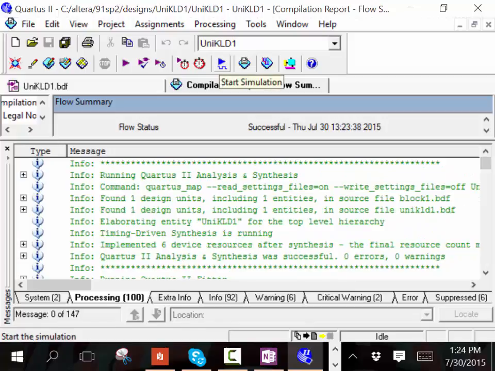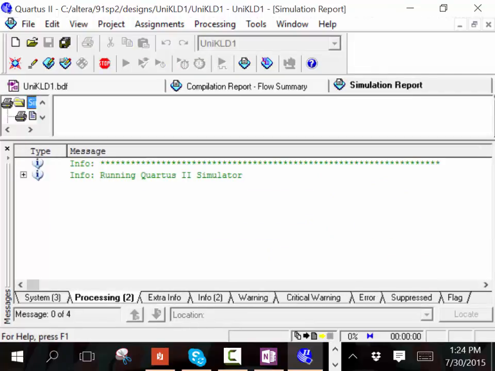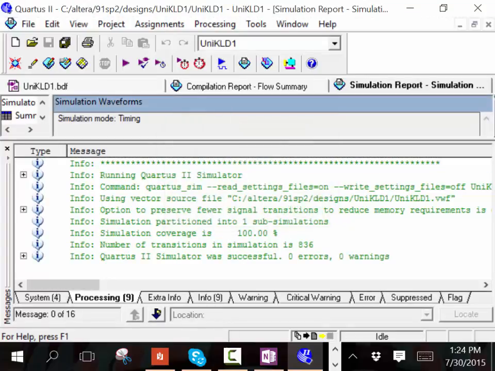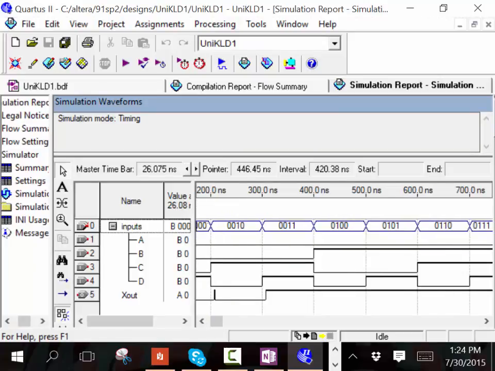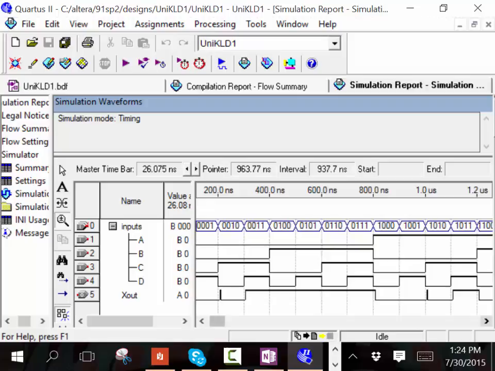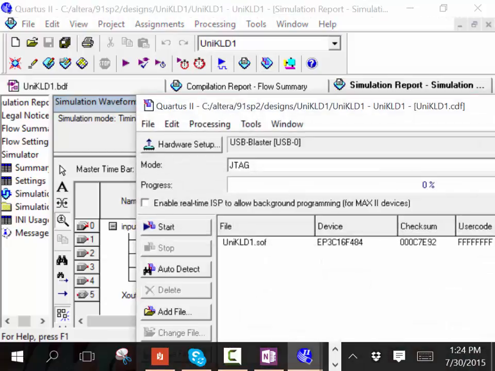I can simulate what the output looks like. I did the simulation beforehand, and we can see there's my outputs A, B, C, and here's what my outputs look like. This is what my output should look like. I didn't verify it, but that's what my outputs look like, so I can see what it's going to look like. Now the next thing I could do is program this board and start.